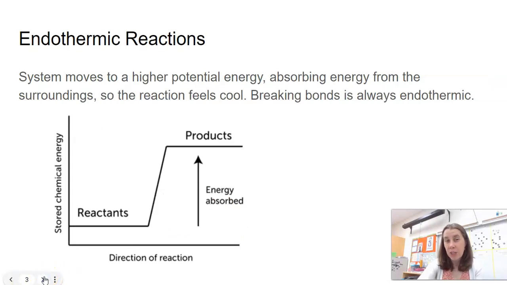The other option is an endothermic reaction where we move to a higher potential energy. So in order to get from that low potential energy to a higher one, the system needs to absorb energy from the surroundings. Because of that, the reaction will feel cold or cool when we do it in a test tube or in the lab. In this case, breaking bonds always requires energy, and so that's always going to be an endothermic reaction.